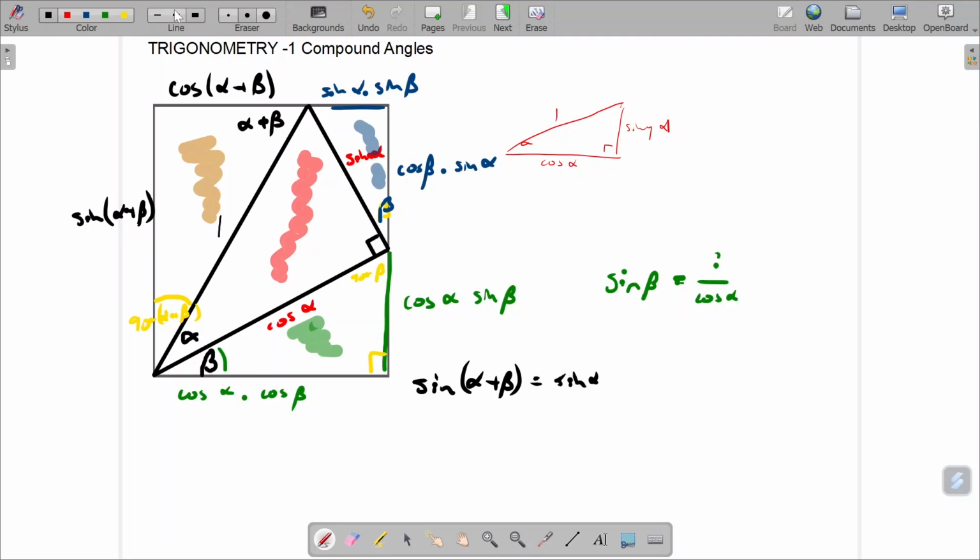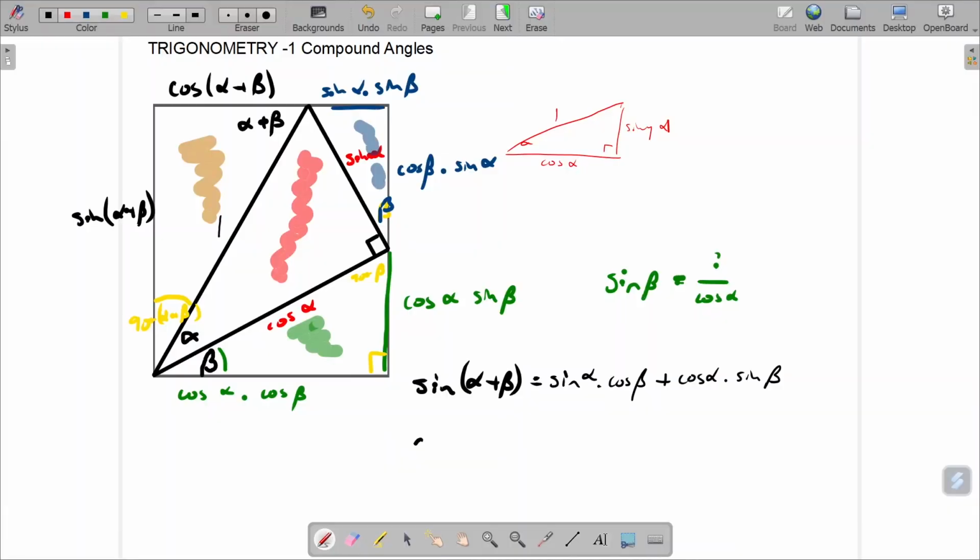I'm going to choose to use a slightly thinner pen for the rest of this. Okay, times cos. It's a bit neater. Sine of alpha times cos of beta plus cos of alpha sine of beta. Now, we'll talk a bit more about this in a moment's time.